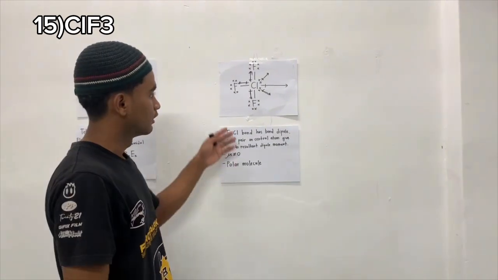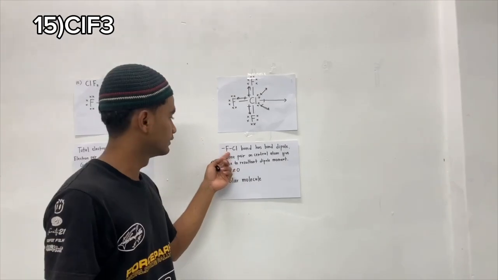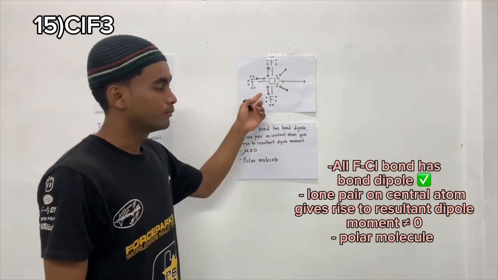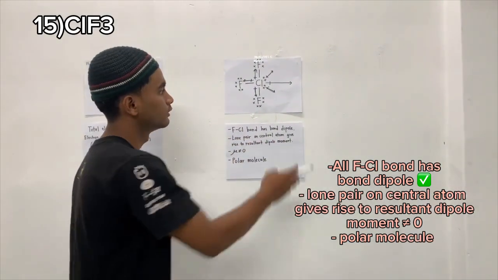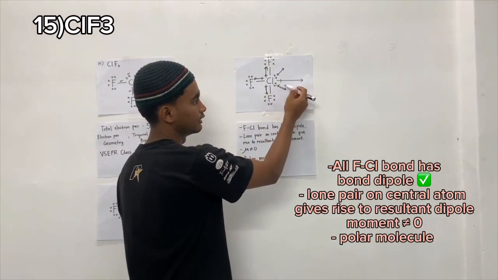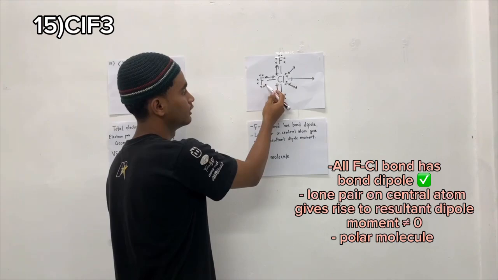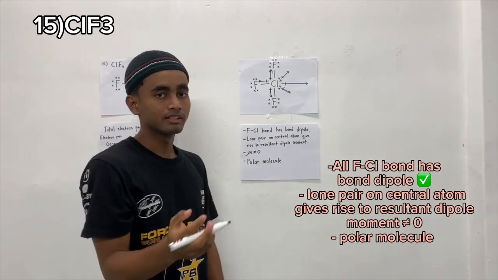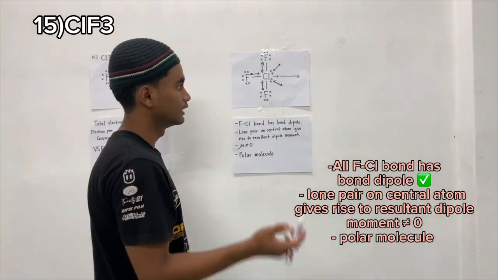So as a result, the bond between F and Cl has a bond dipole. And the lone pair on the central atom gives rise to the resultant dipole moment. So this bond dipole cannot be cancelled out by this bond dipole because it has a different value. So the resultant dipole moment is not equal to 0. So it is a polar molecule.